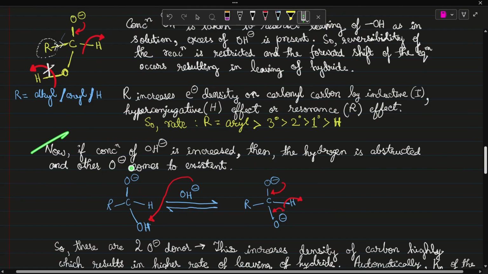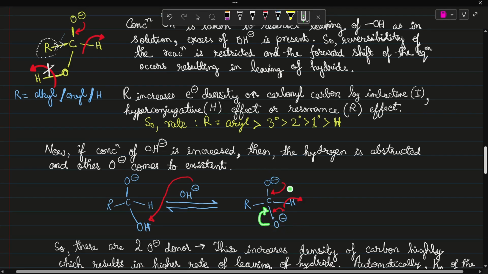Now, if the concentration of OH minus is increased, then the hydrogen is abstracted and another O minus comes into existence. Now, what does this mean? If the concentration of this OH minus is more and more increased, like taking a very large excess amount, then what happens? As this is a base, it comes and abstracts this hydrogen, and thus it becomes O minus here. Here also O minus. Now this O minus is a very good donor, right? You all know O minus is a very good donor.